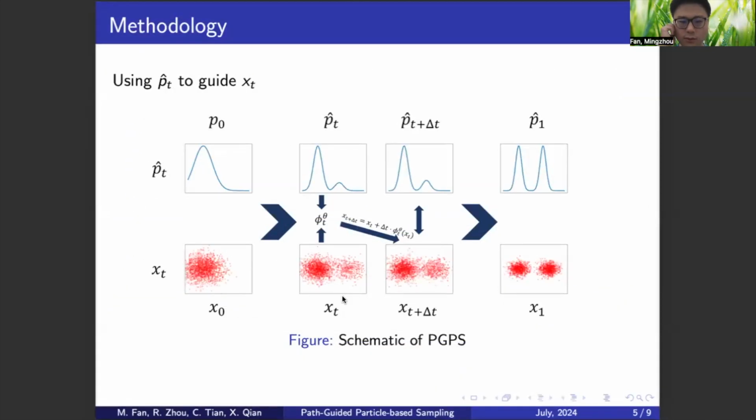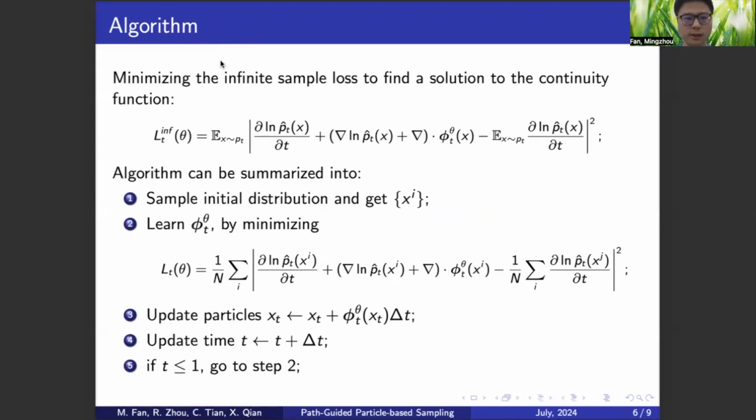So to better illustrate our framework, we provide this schematic graph. With a predefined normalized path at each time t, we would maintain a vector field phi to guide the samples and update the particles with this discretization. We expect this phi would guide the samples to follow the path so that the updated x t plus delta t would have the distribution of p t plus delta t. And we will continuously do this from t equal to 0 until t equal to 1. And at this point, x1 would essentially be a sample from the target p1. We found out that minimizing this infinite sample loss can find an approximation to the solution of this continuity equation.